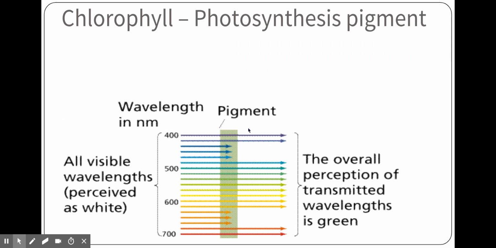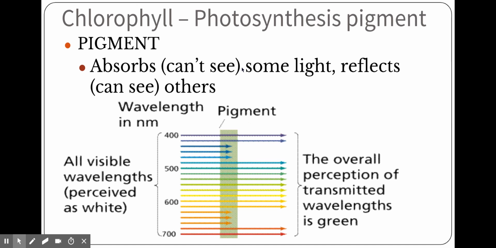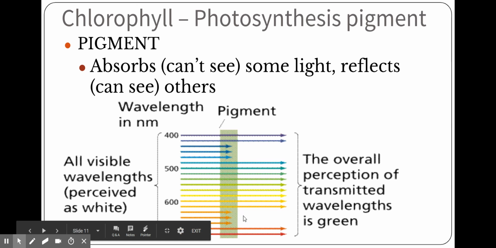The last little bit here talks about chlorophyll. It's this pigment that absorbs some light that's used for photosynthesis and reflects others. So it absorbs a lot of this sort of blue, purple range and also some orange wavelengths. And it reflects a lot of the green wavelengths, and that's why plants look some variation of green.